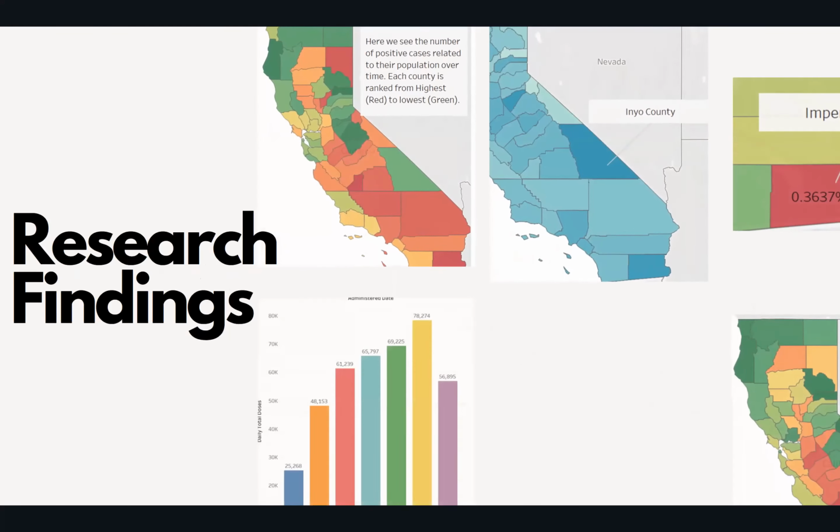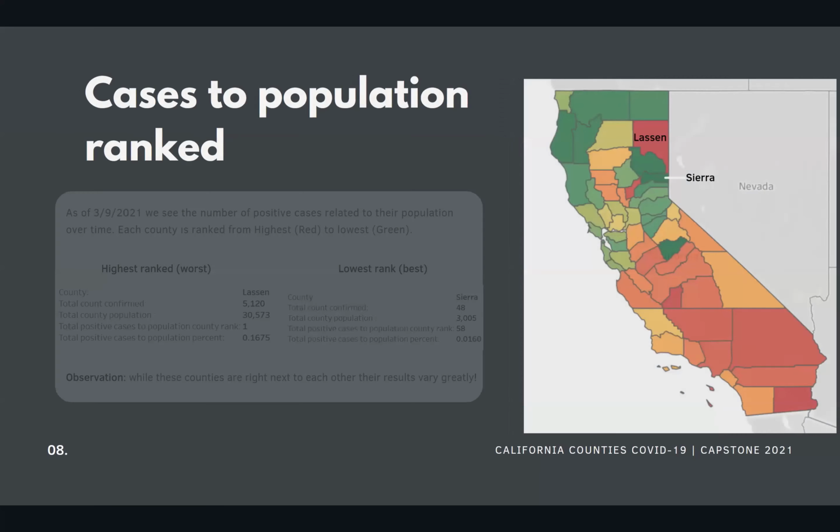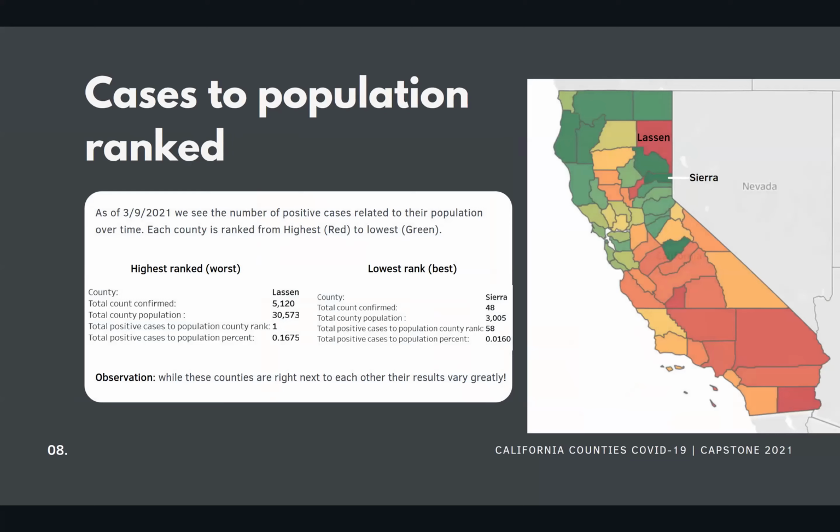As far as my research findings, I had a lot, so I'm just going to synthesize some quick points. What if we wanted to know cases to population ranks? As of March 9th, 2021, we see that these counties are all ranked from 1 to 58, 1 being the highest, or probably the worst performing, and the lowest being the best performing. As far as the worst performing, we have Lassen County, which has a 16% positive case to population, whereas the neighboring county is about 1.6%. Even though they're right next to each other, they have very, very different performances.